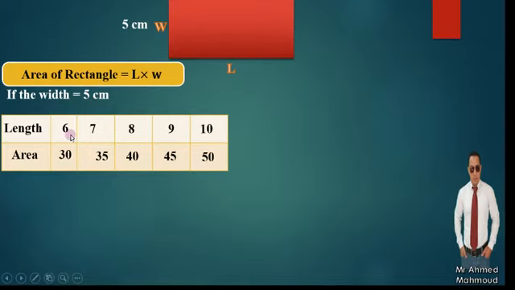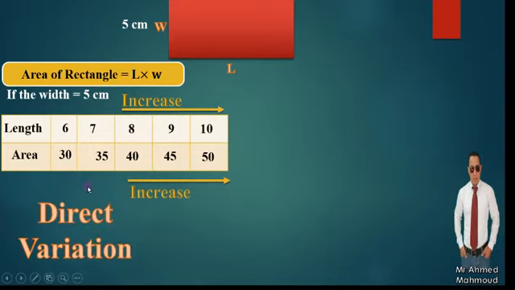By looking at the length 6, 7, 8, 9, and 10, it's increasing length. By looking at the area 30, 35, 40, 45, 50, it's increasing area. So we have an increase in both area and length, so it's called direct variation. We have the length increase and the area increase while the width is constant. Now by using the same example, I'm going to explain the inverse variation in the same example.